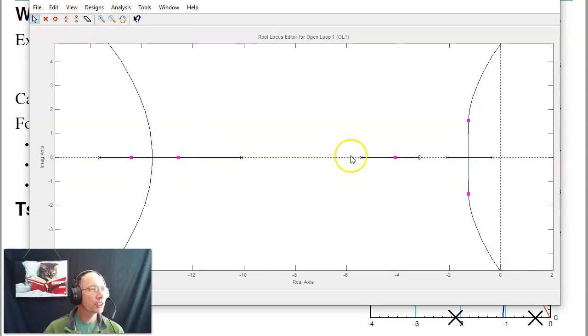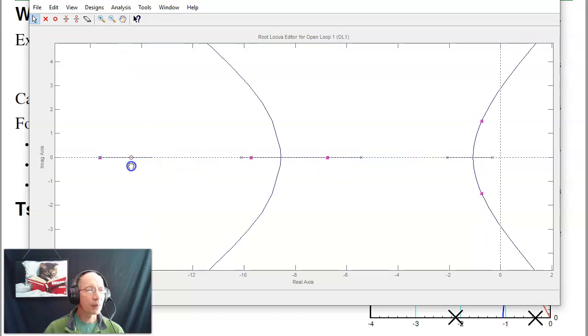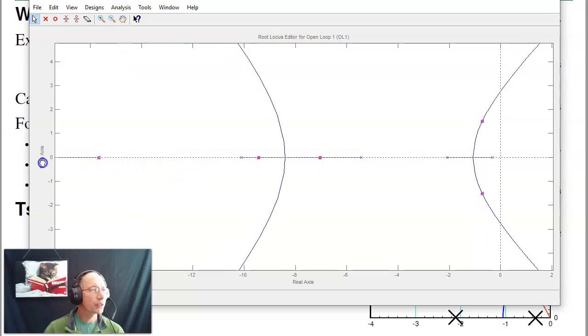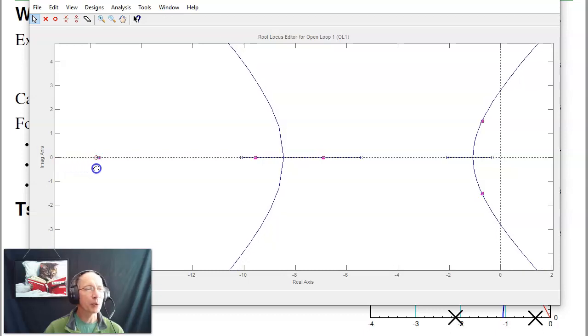I've got a 0 I can move around, this guy. If I put the 0 really far left, I basically haven't done anything. If I bring the 0 in and cancel the fast pole, now comparing the two, there's not a whole lot of difference. This is so far away from the dominant part of the root locus that it has almost no effect. So canceling the fast pole is the wrong idea.